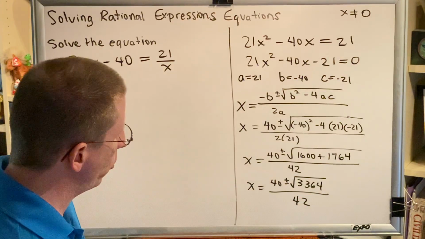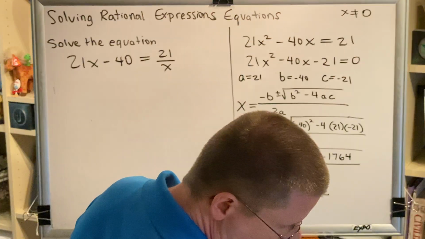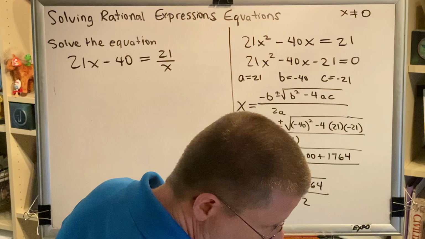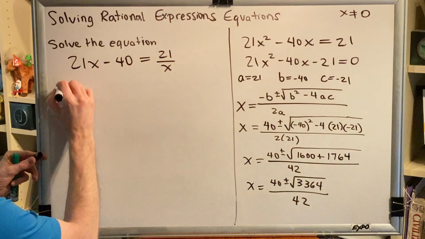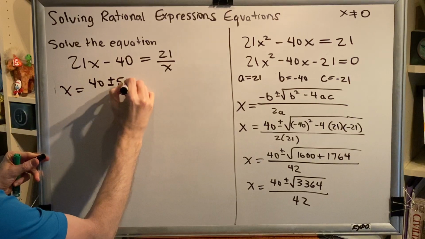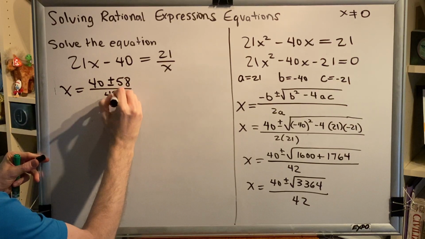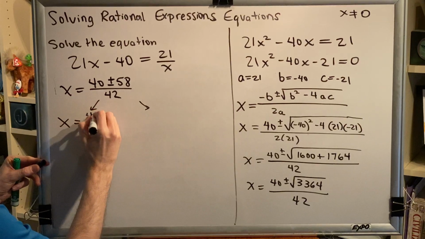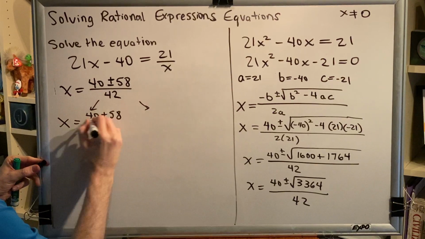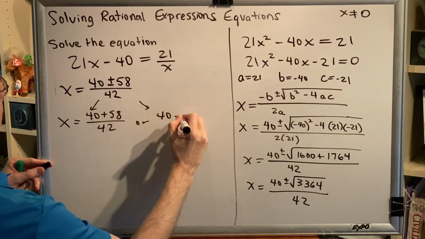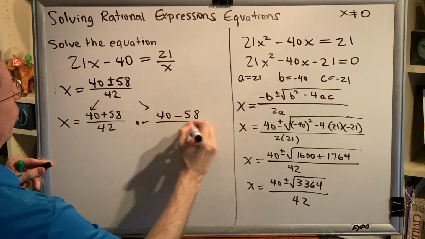Alright, so what is the square root of 3,364? It's a good thing I've got this calculator. That is 58. So x is equal to 40 plus or minus 58 divided by 42. And at this point I can split this into two values. x equals 40 plus 58 divided by 42, or x equals 40 minus 58 over 42.